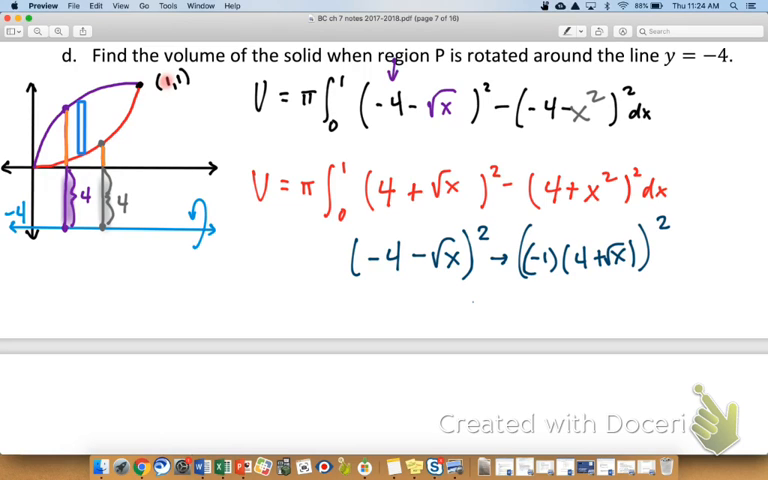Right? And then negative 1 squared is one, and now we're at the same spot. Okay. Gotcha. Great questions. I love this.